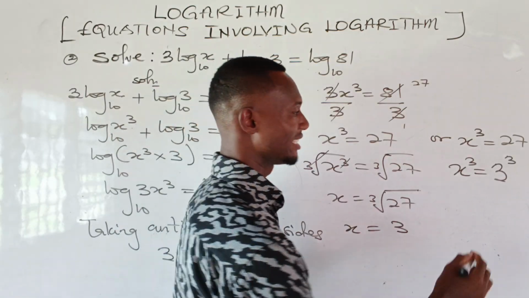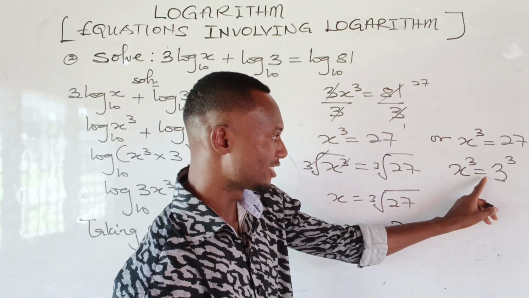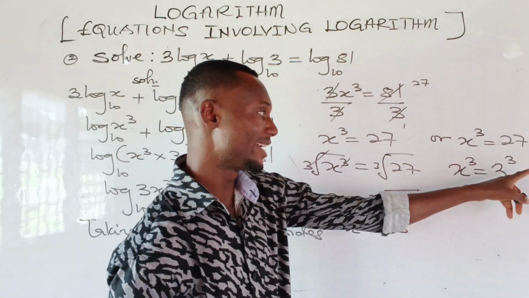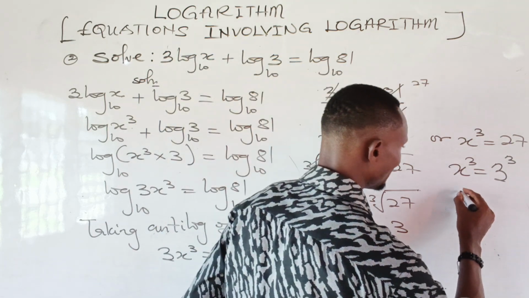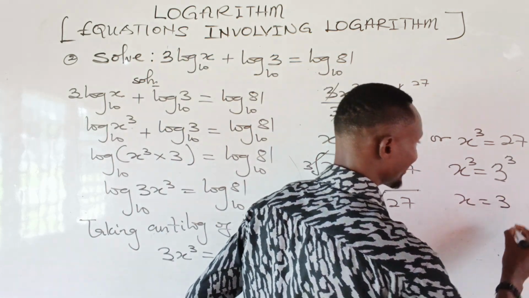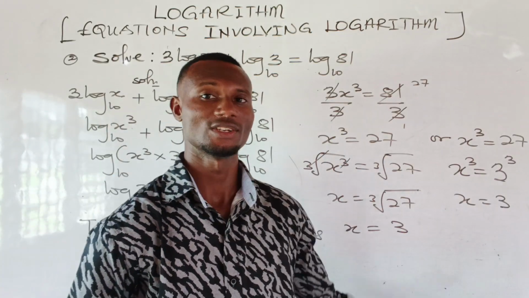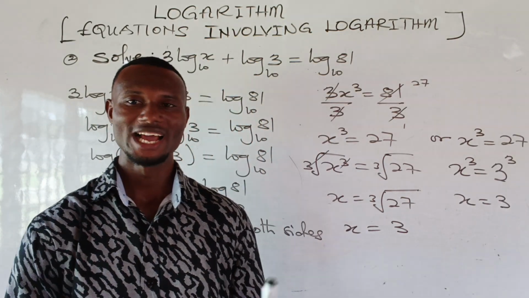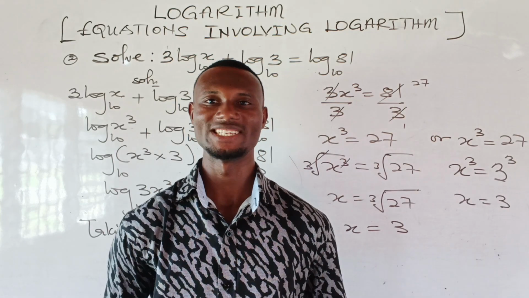Then since the powers are the same, it means we can equate s to the 3 here. The powers are the same, so the bases also are the same. So my s will be equal to 3, which is the same as this. So either you do this or you do this, you get the same answer. I hope the explanation was clear enough and you understood it as well.